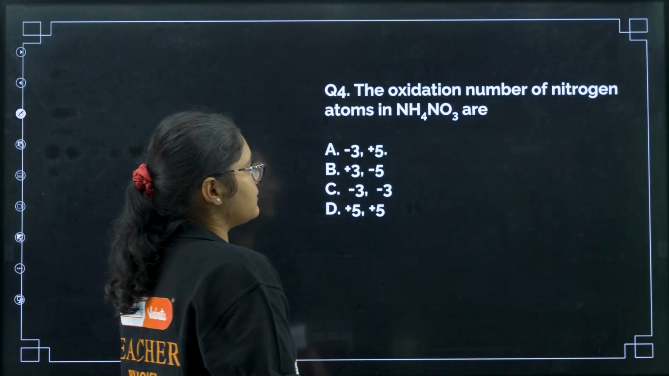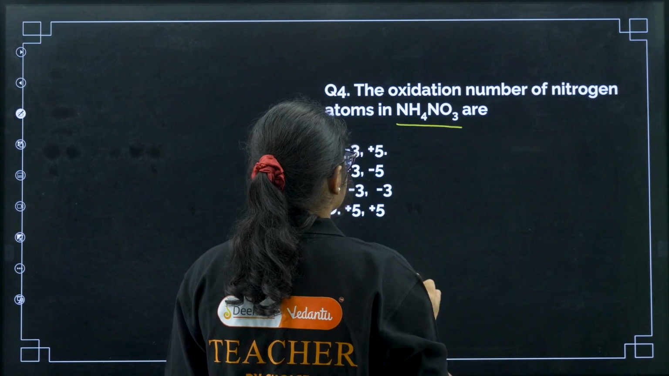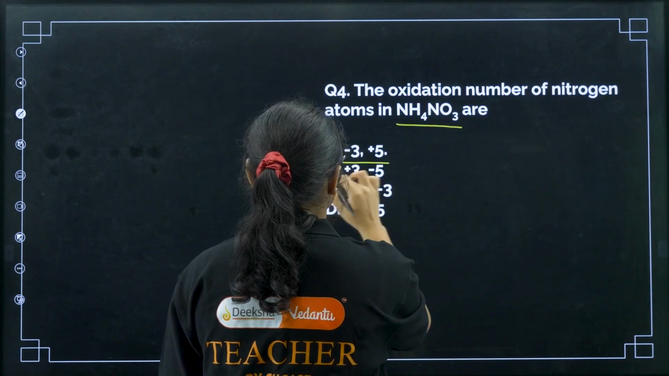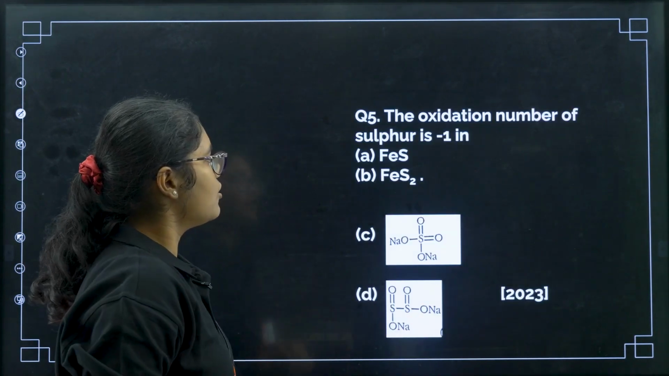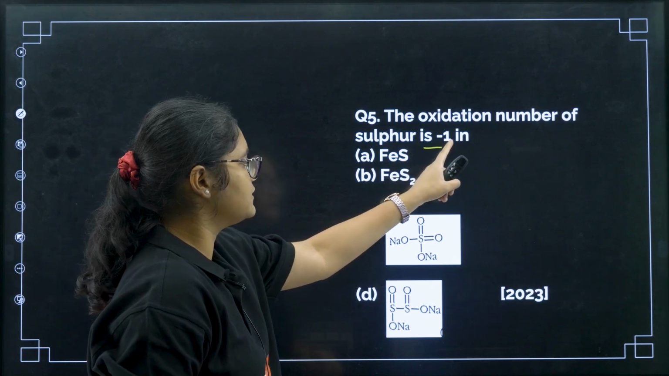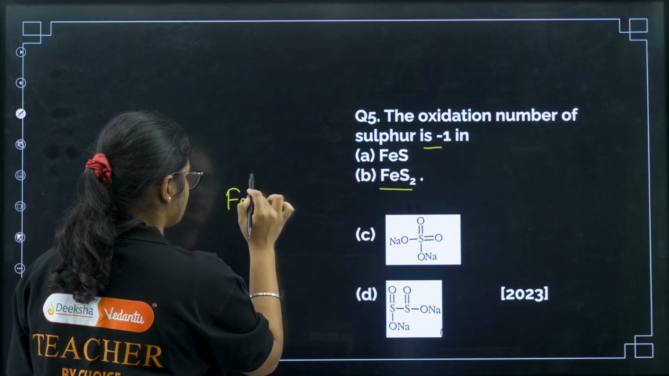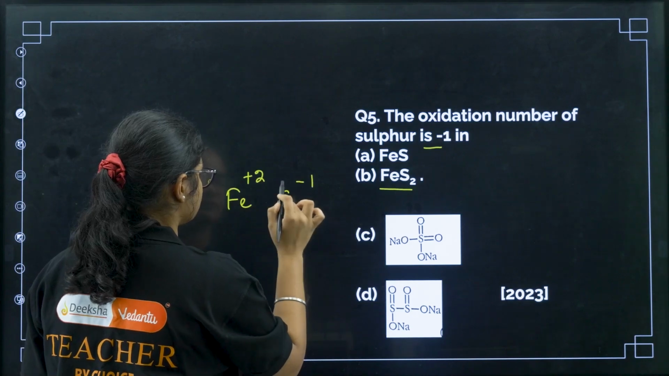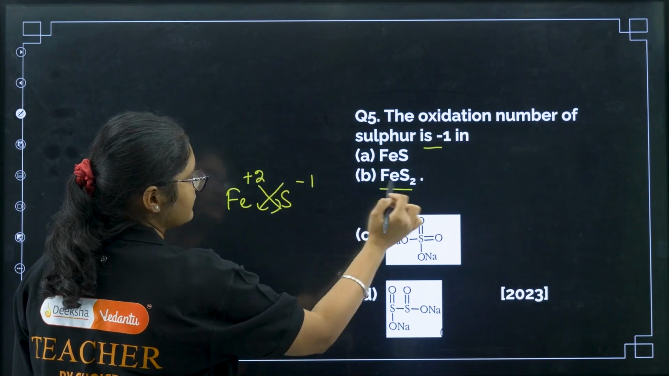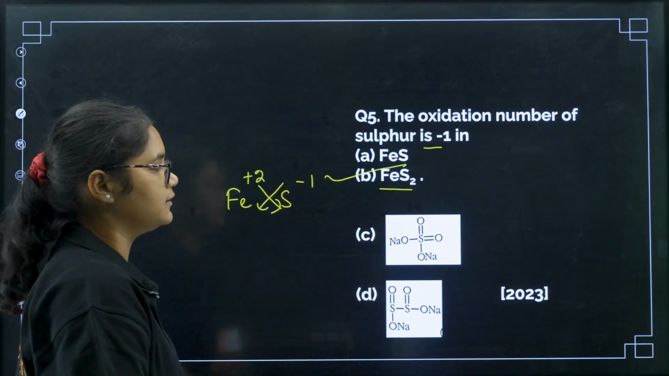Next, the oxidation number of nitrogen in this one. This is the same question. Just now we discussed -3 and +5. Next, the oxidation number of sulfur is -1 in which compound? If you see FeS2, Fe must be +2, S must be -1. Once we do crisscross, we'll get this formula. So option number B here.